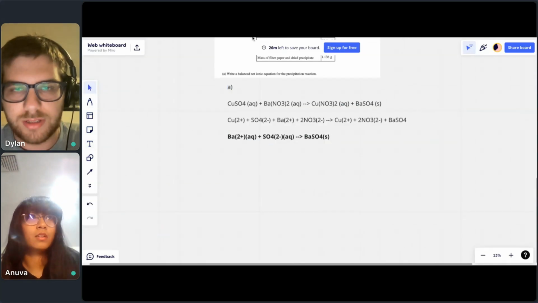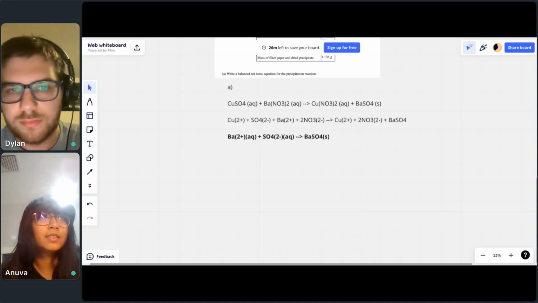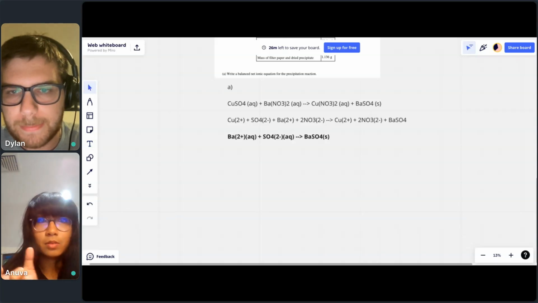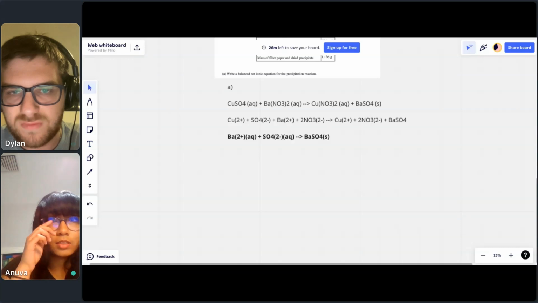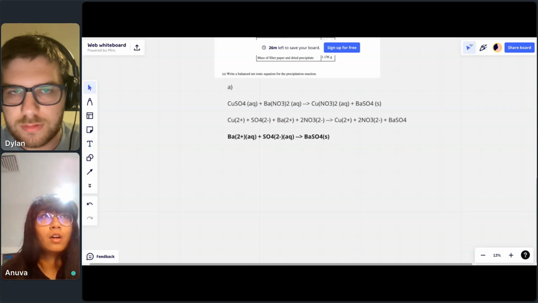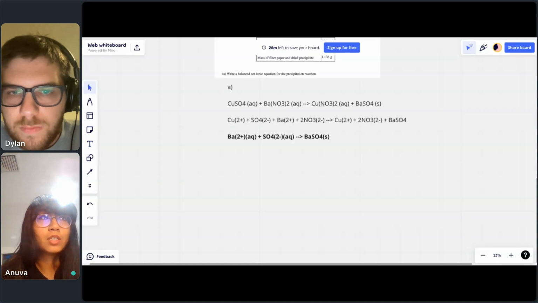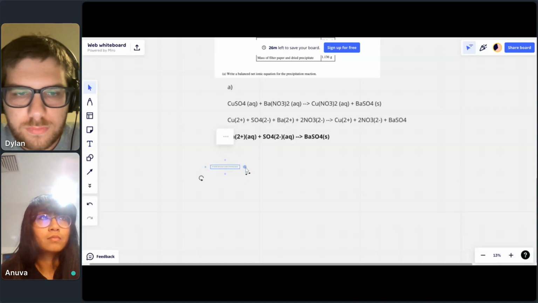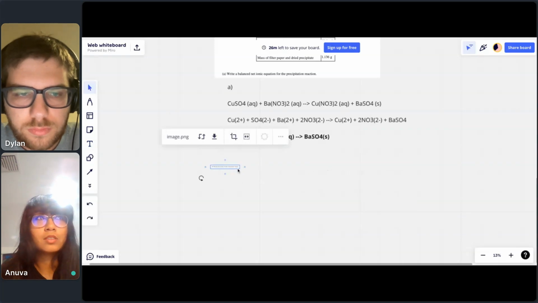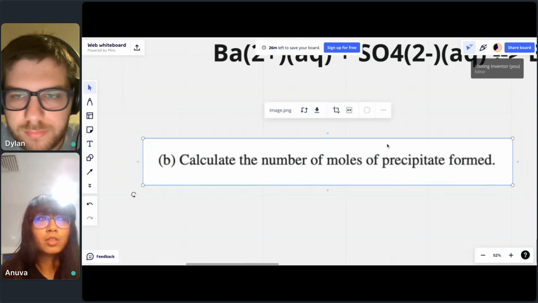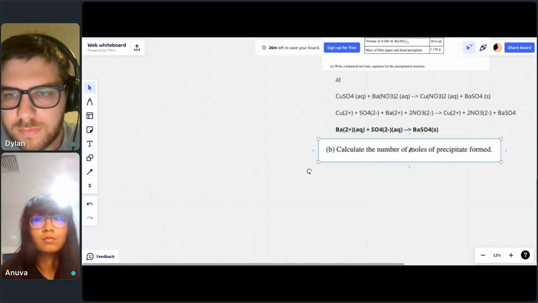And they literally tell you what the products and the reactants are. If you look at the question, it says what is reacting, and then if you look at the chart, it will say the copper sulfate is aqueous and the barium nitrate is solid.